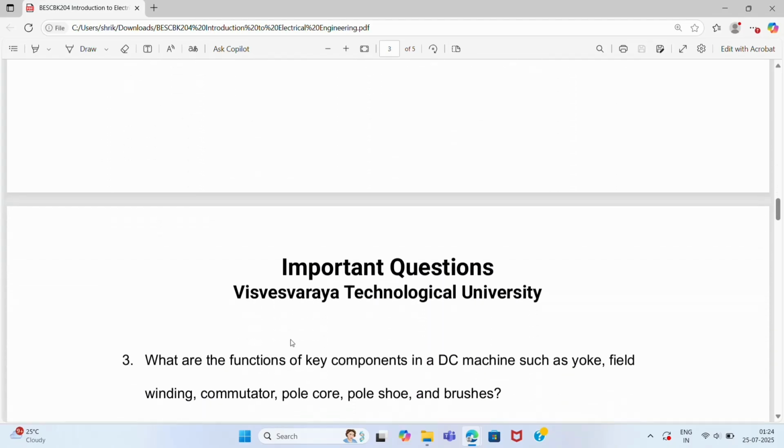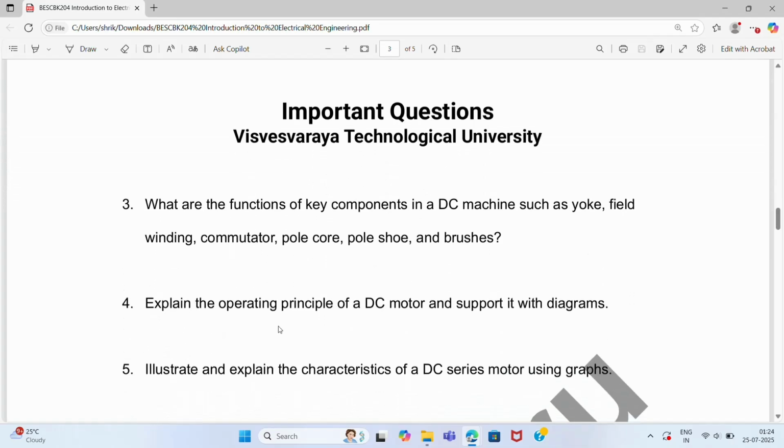Okay, next question. What are the functions of key components in a DC machine such as yoke, winding, commutator, pole core, pole shoe and brushes? Explain the operating principle of a DC motor and support it with diagrams.